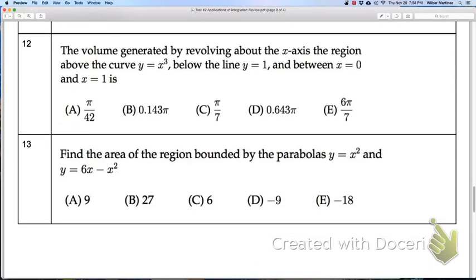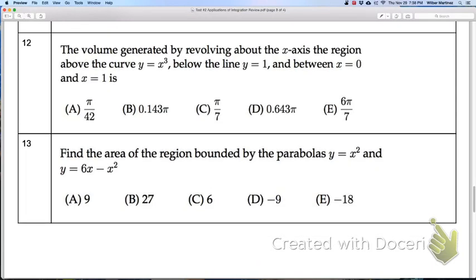Number 12 and 13 say, the volume generated by revolving about the x-axis, the region above the curve y equals x cubed. So let me draw this. Here's the function y equals x cubed. So it's the region above this curve.